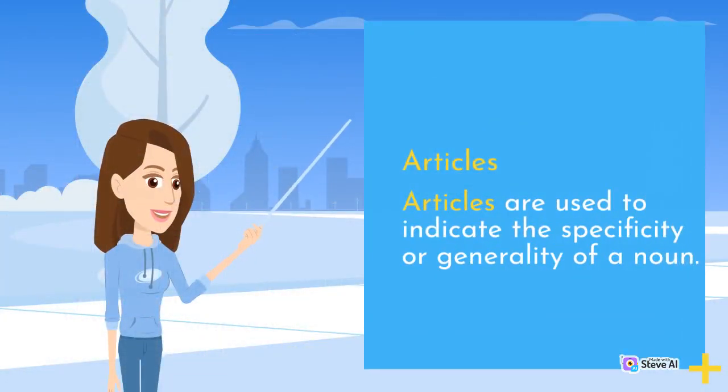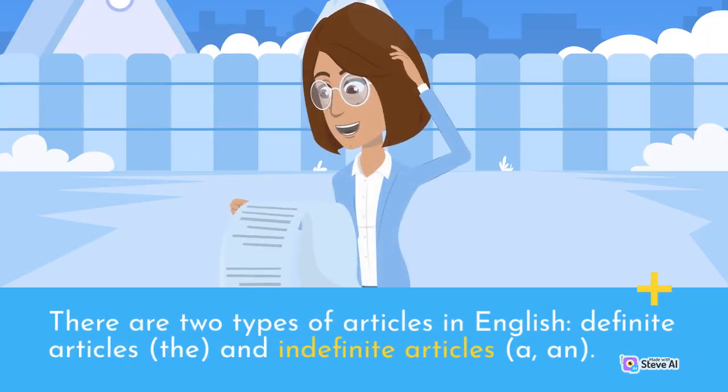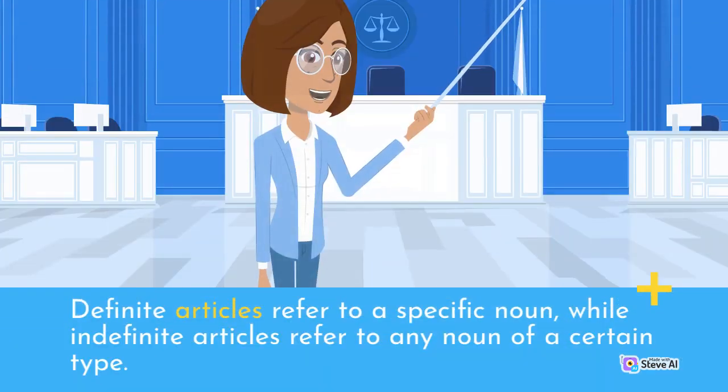Articles. Articles are used to indicate the specificity or generality of a noun. There are 2 types of articles in English: definite articles, the, and indefinite articles, a, an. Definite articles refer to a specific noun, while indefinite articles refer to any noun of a certain type.